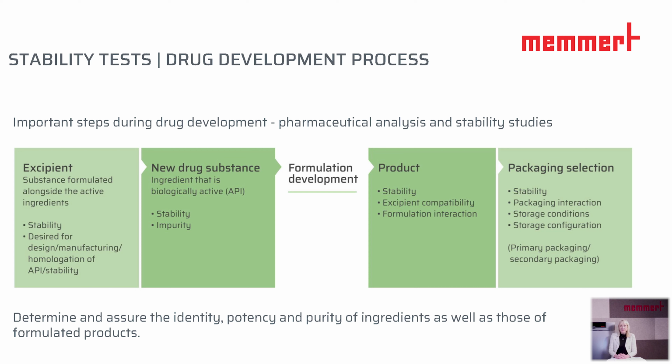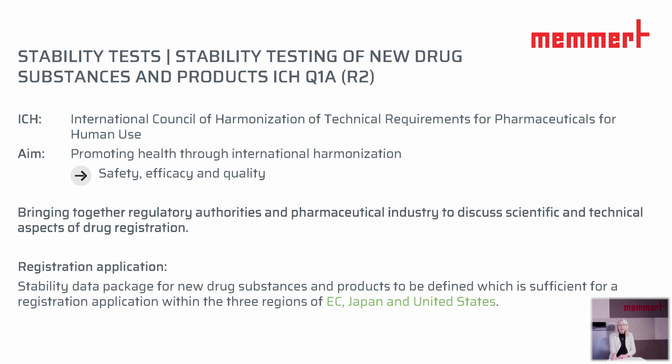So we have here primary packaging that could be ampoules, vials, containers, blister packaging. That is the one that is in direct contact with the dosage form. And we have the secondary packaging. This is the packaging which is used as an additional layer of packaging, normally not requested for hygiene, preservation, or protection of the drug itself, and it will not be in direct contact with the drug. It is important to determine and assure the identity, potency, and purity of the ingredients as well as those of formulated products.